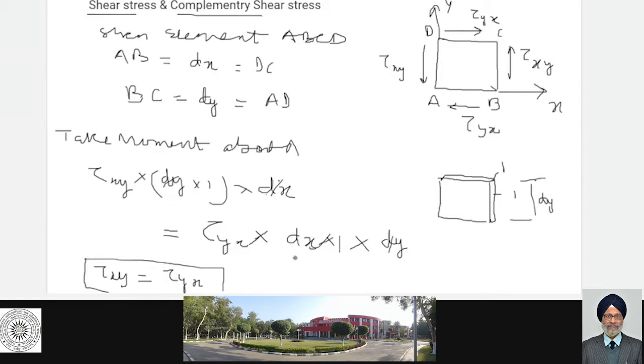Yes, sir. There is one more term which is being used, that is the pure shear or pure shear stress. It is that state where only the shear stress is acting, no other normal component. So this is a state where the pure shear is acting. Only that type of stress which is acting is the shear stress.